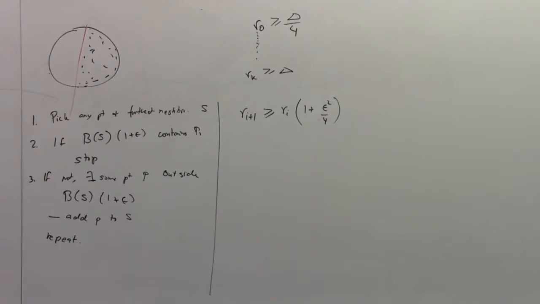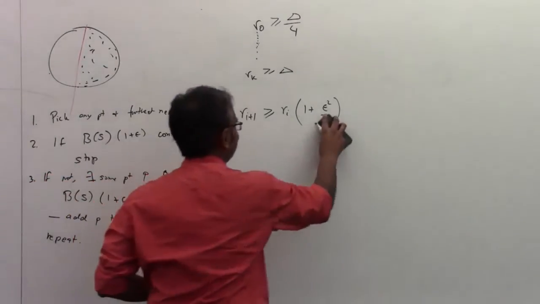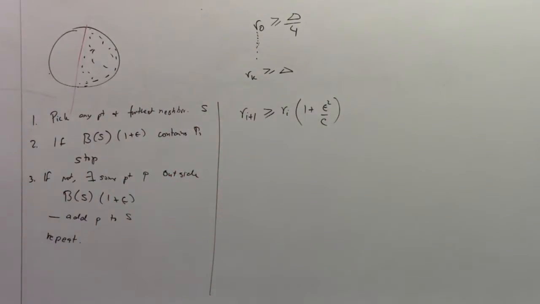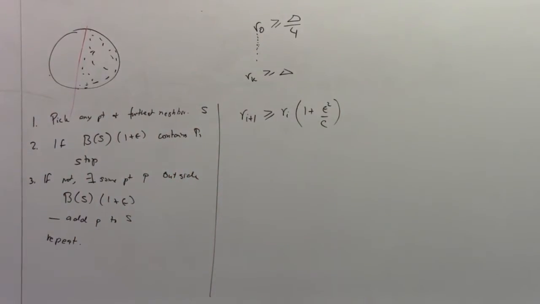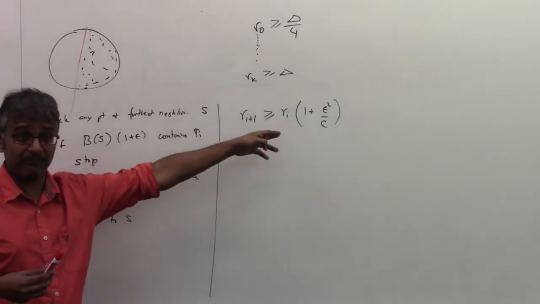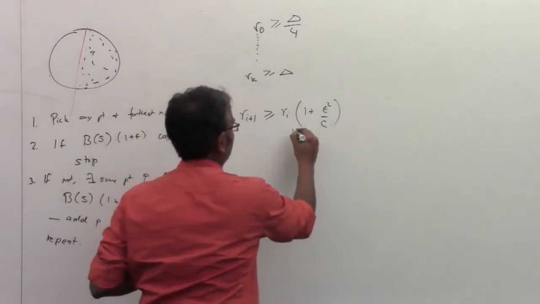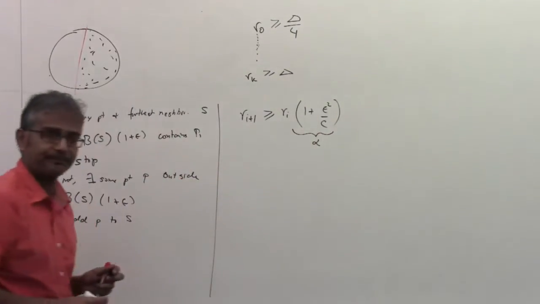Actually, it's not even 4. It's 16 in the actual proof. So let's say some constant; I don't want to get distracted by that. So what is this saying? This is saying that the radii are increasing rapidly. How rapidly? Well, it's basically going up by a multiplicative factor at every step. So this is going up by this factor. So let's call this factor alpha.